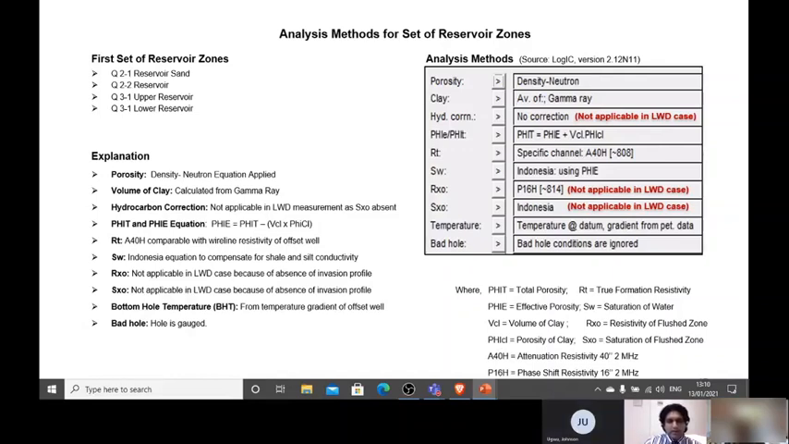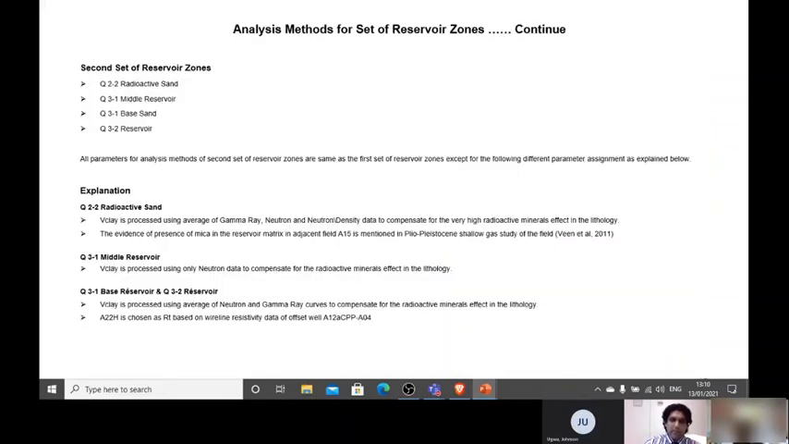Attenuation 40 inches, 2 megahertz is used as a true resistivity formation. Saturation of water is calculated using Indonesia equation to compensate for the conductivity of shale and silt present in the lithology. Resistivity and saturation of flush zone is not applicable in the LWD case. Bottom hole temperature is calculated using temperature gradient of offset well. Hole was gauged, so bad hole criteria was ignored.